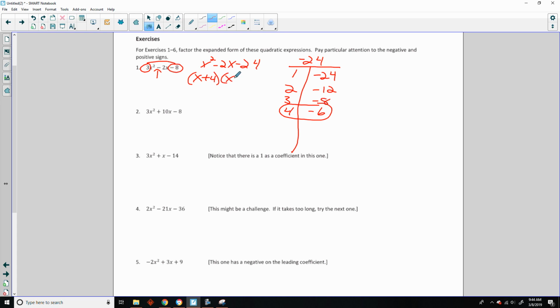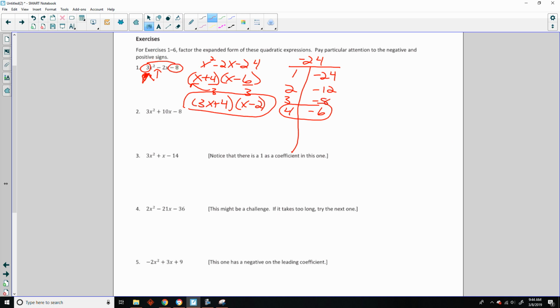We're not done. Do not forget this 3 here. Don't forget to divide by 3. If I can't divide, it goes out in front. 3x plus 4. And this reduces. x minus 6 divided by 3 is x minus 2. So there is this factor. Okay?